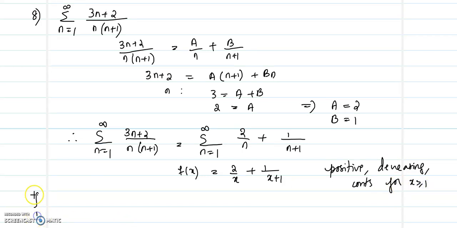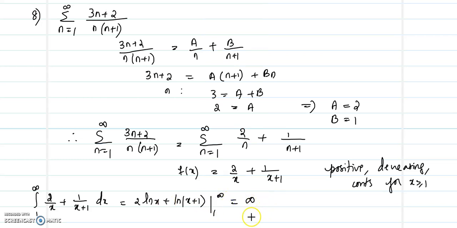So we will evaluate the integral from 1 to infinity of 2/x + 1/(x+1) dx. So the integral of 2/x will be 2 log x, plus log(x+1), from 1 to infinity. So at infinity the value is infinity. So therefore the integral is infinite. So by the integral test the series diverges in this case. So that will be the solution.